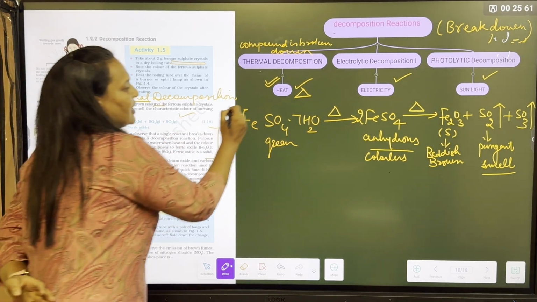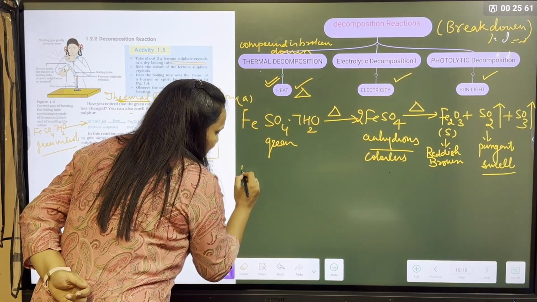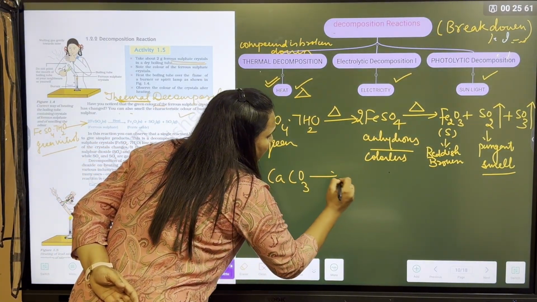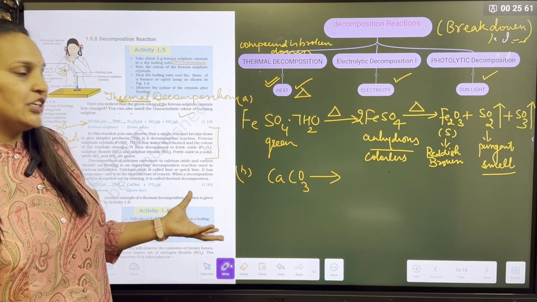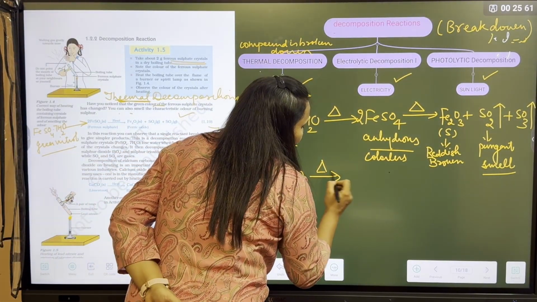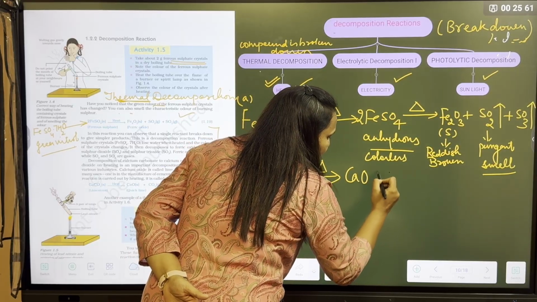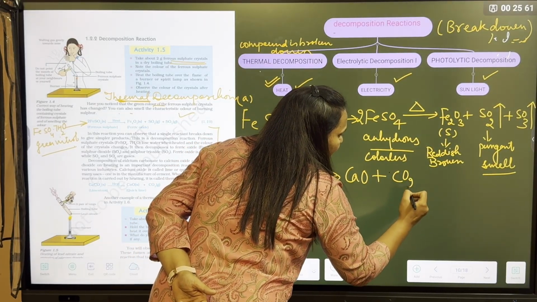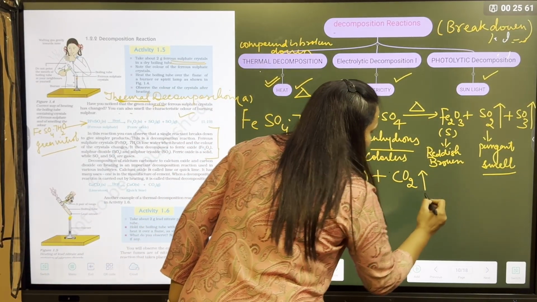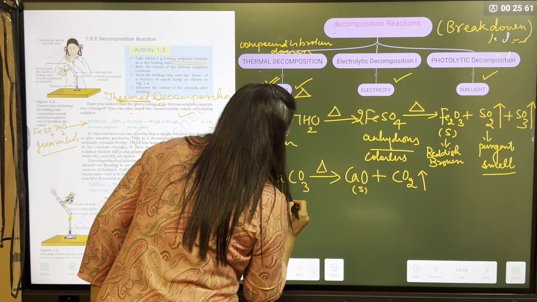Now, the second example of thermal decomposition is calcium carbonate. Do you know where we find calcium carbonate? Eggshell, marble, chalk. If you heat it, it forms calcium oxide plus carbon dioxide. So carbon dioxide is our gas. This is solid.